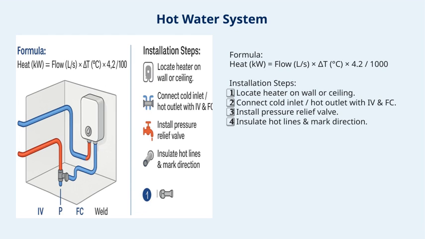Now, moving on to installation steps. First, it's important to locate the heater on the wall or ceiling where it can be easily accessed and maintained. Next, you'll connect the cold inlet and hot outlet using the appropriate fittings, such as IV and FC, to ensure proper flow. Installing a pressure relief valve is also crucial for safety, as it prevents excess pressure buildup. Finally, don't forget to insulate the hot lines to minimize heat loss, and always mark the direction of flow clearly. These steps are vital for both safety and efficiency, and they tie back to our overall theme of creating a reliable and energy-efficient hot water system.